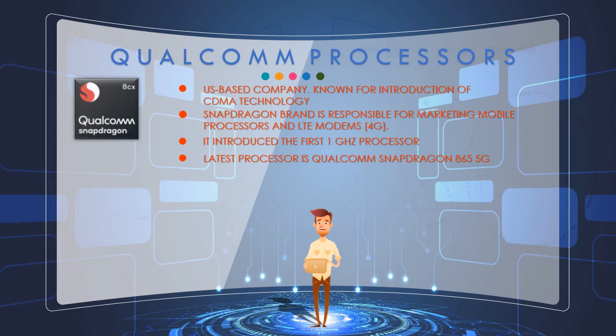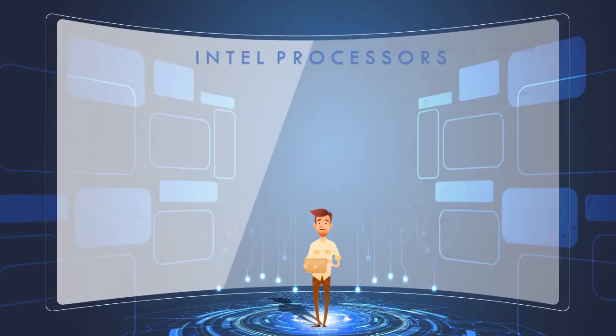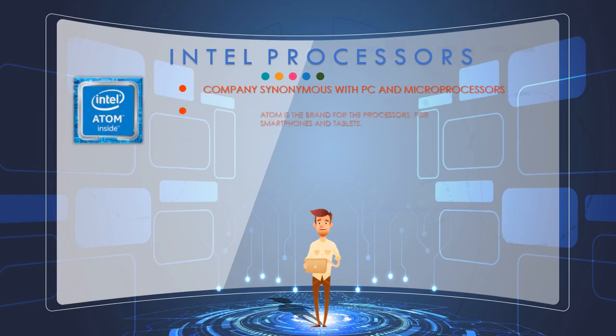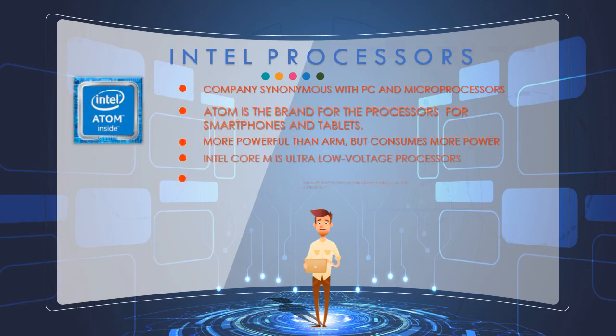Then the next one we are going to see is Intel processors. Intel is already a famous brand in making processors for PCs and other big devices. Atom is a brand for the processors for smartphones and tablets. Atom is the brand name given for low power consuming, low cost 32-bit and 64-bit chips manufactured for smartphones and tablets. Intel processors are mainly based on x86 architecture, which is more powerful than ARM, but consumes more power compared to ARM architecture.